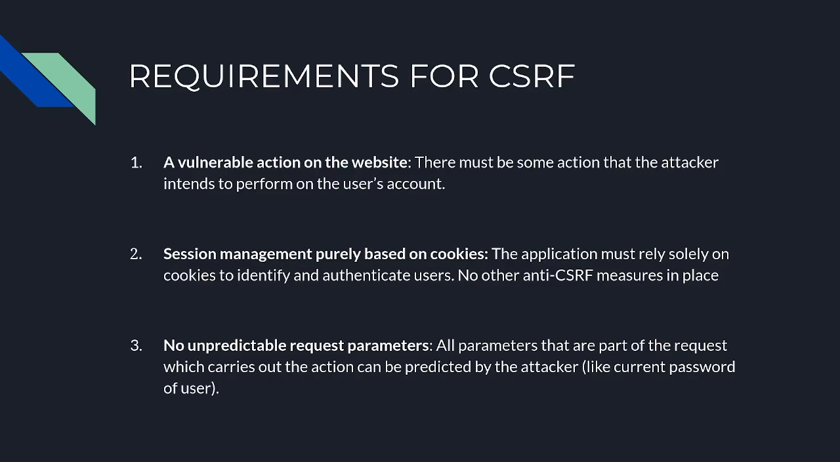What this essentially means is that the attacker knows exactly how a request to perform a certain vulnerable action would look like. It's not just the structure of the request, but the attacker should also know exactly what parameters are part of the request. So there should be no parameters that are, for instance, cryptographic hashes or something. There must be no random parameters. All parameters of the request must be predictable by the attacker. So if these three conditions are satisfied, then a CSRF attack is possible.